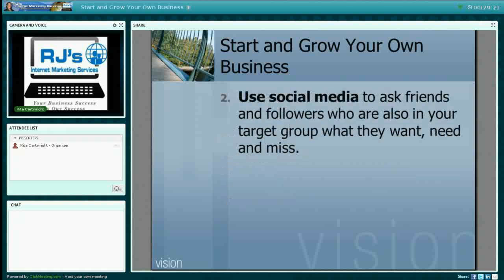Use social media to ask friends and followers who are also in your target group what they want, need, and miss. Ask them any question you like related to your business and ask them to share it. Now, a little internet marketing tip for you: if you're going to post your questions on Facebook, include a photo and include your keywords in the description, sprinkled throughout. It will make sure the Facebook EdgeRank algorithm shares your post with most of your targeted followers. And tweet the same question, share it on your blog, and ask for comments or answers through social media.